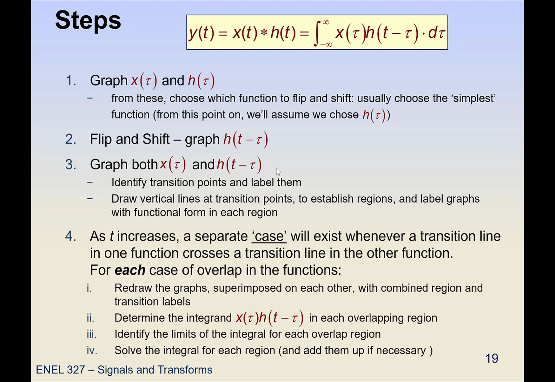As h, or whatever signal is flipped, in this case we'll just say it's h, you have to imagine that it is as far towards infinity as possible. And then as we increase t, there's going to be a separate case that we need to consider whenever there's a transition, where one transition line crosses over another transition line. For each of those, we're going to have to redraw the graphs, determine the integrand, identify the limits, and solve the integral. Messy, I know.